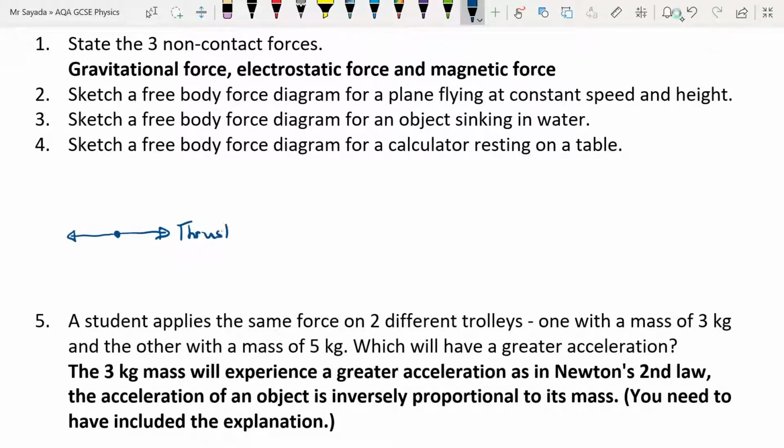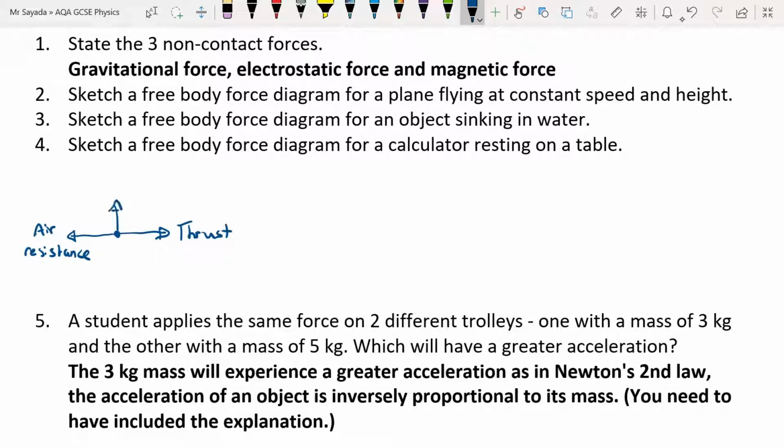What's the force against the motion of the plane? Say your answer to the video. You should have said air resistance. Now it's flying at constant height, which means that it's not moving up or down at all. So actually vertically, it's completely stationary. Vertically, it's not moving at all. It's only moving horizontally. So what can we say about the forces vertically? Say your answer to the video. The forces vertically must also be balanced.